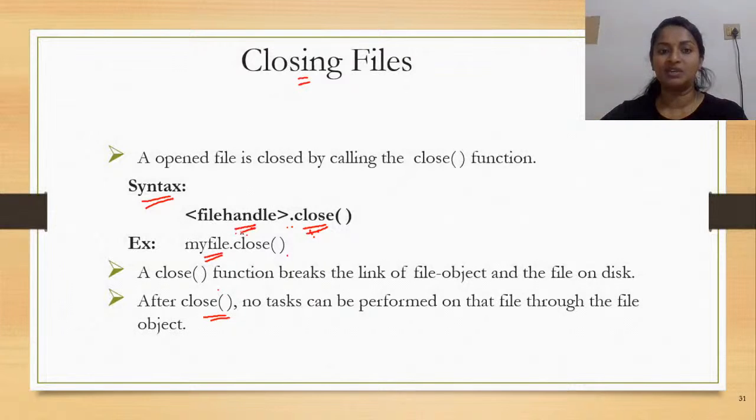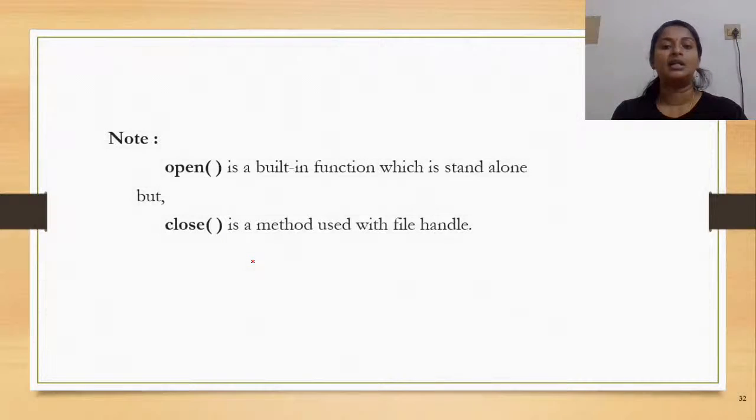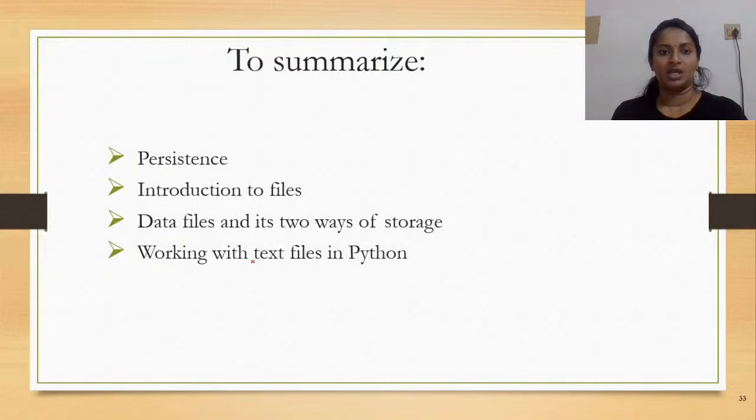We saw in the previous syntax also, we have file handle dot close. Whenever you have an object dot a function, that particular function is called a method. This was something we already came across when we learned the difference between function and method. So to summarize, this is all for the day.